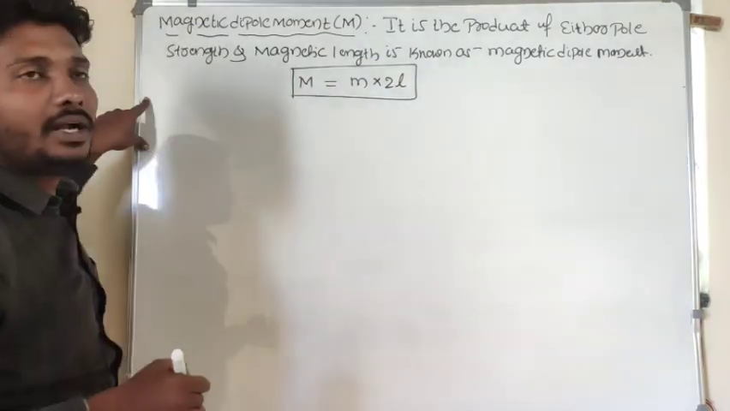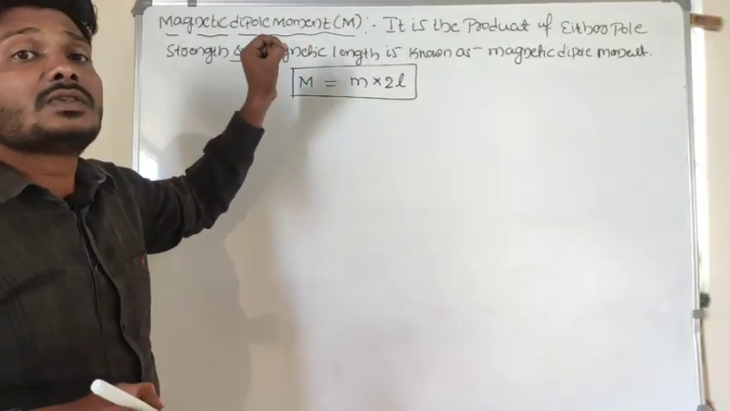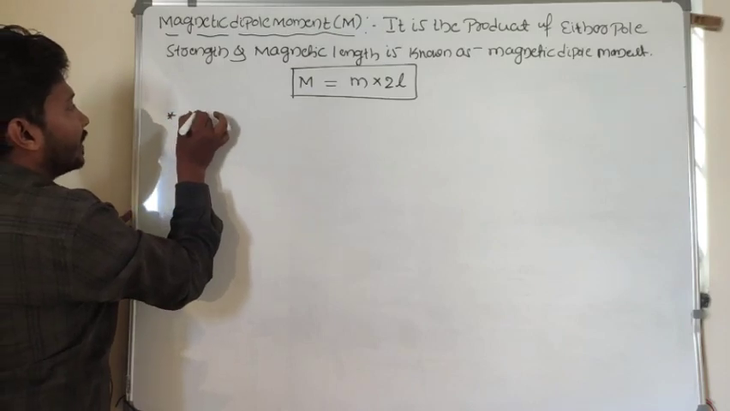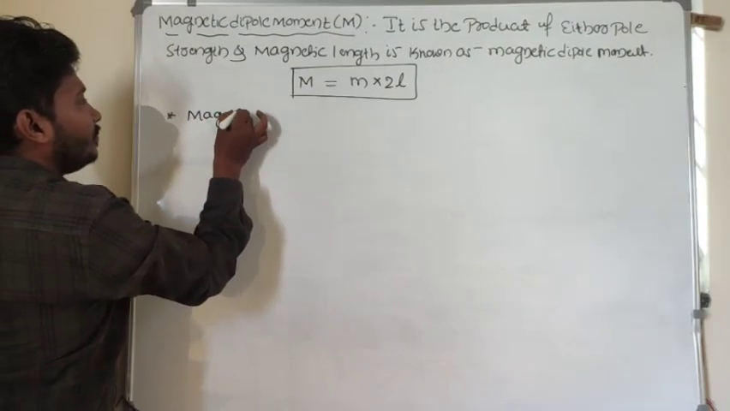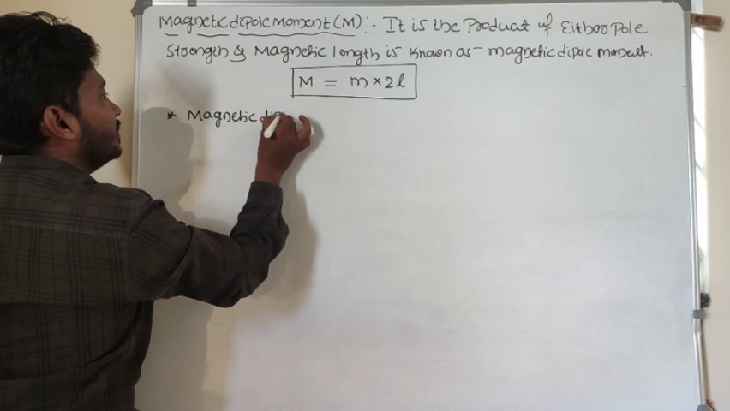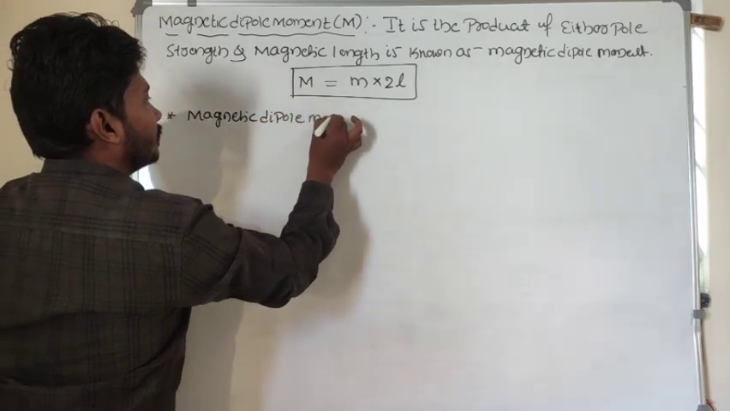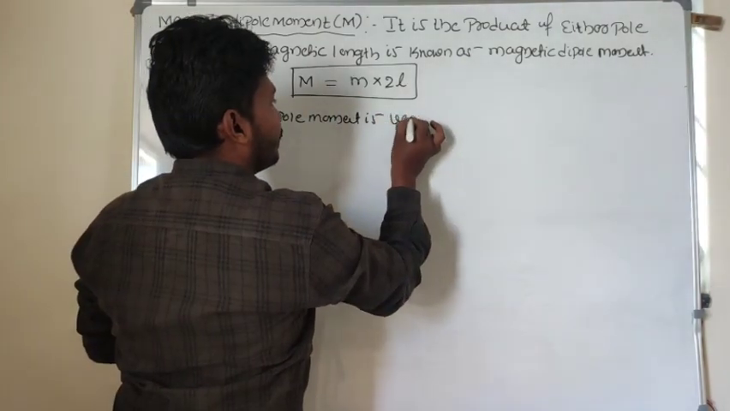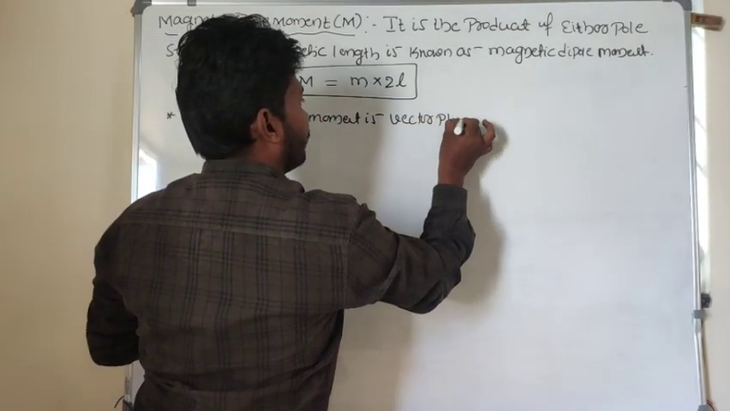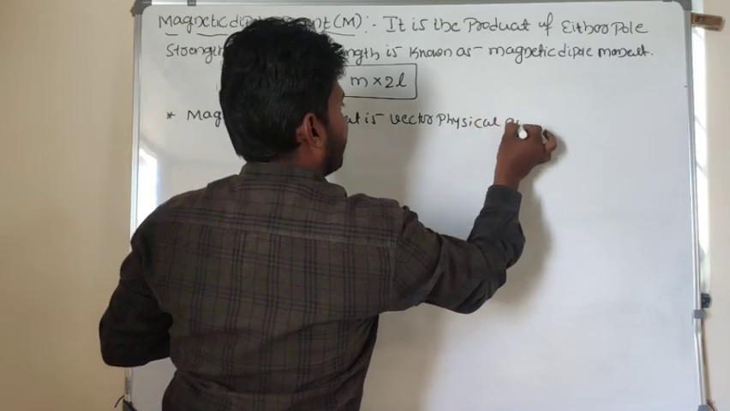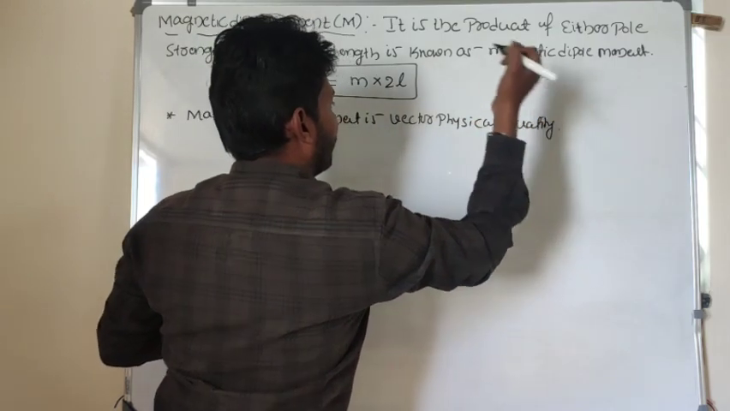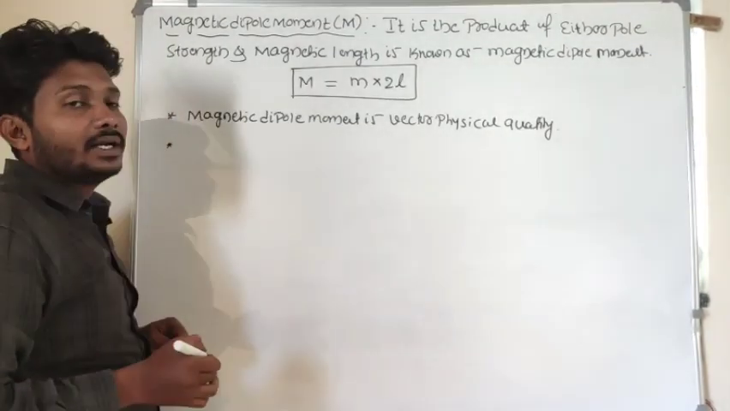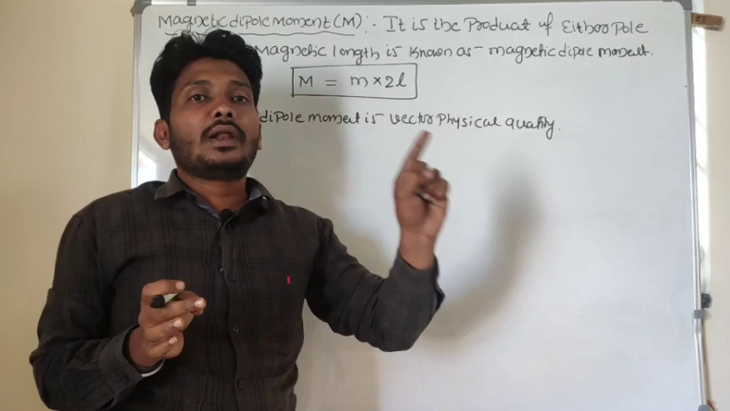So this is about that magnetic dipole moment. This magnetic dipole moment is a vector physical quantity. Look at here, it is a vector physical quantity. Direction of magnetic dipole is from south to north direction.